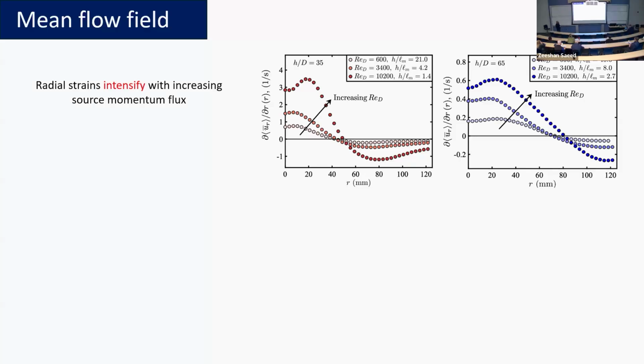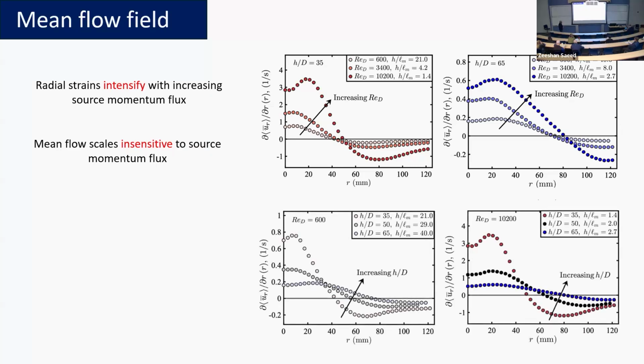Radial strains intensify with increasing source momentum flux, but what you can distinctly recognize is that they all seem to cross zero at the same point. This is consistent for different heights, and this is more apparent. What this means is that the mean flow length scales are insensitive to the momentum flux. And this is more apparent over here because now I have conditions that have fixed source velocity but increasing separation between the source and the free surface.